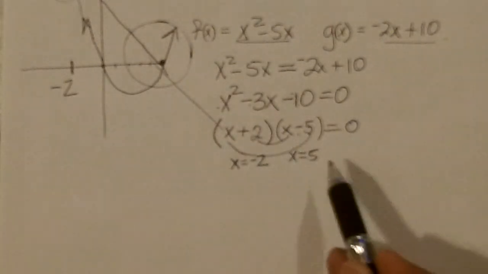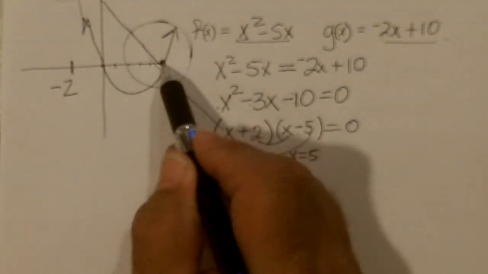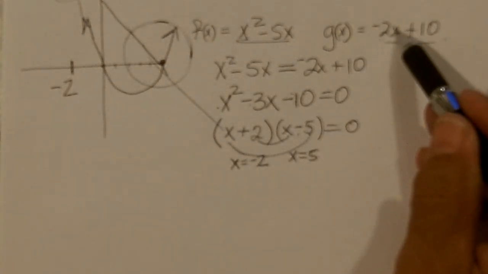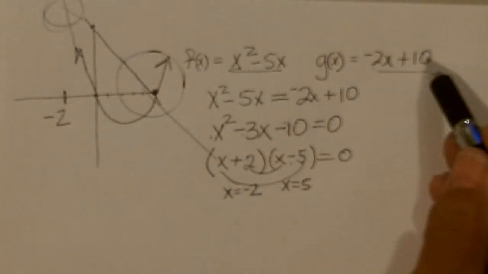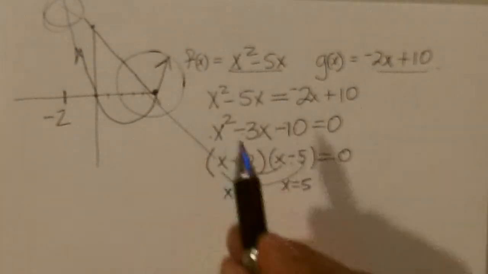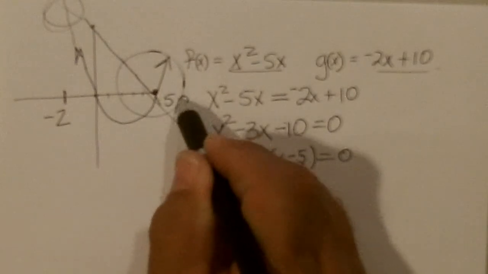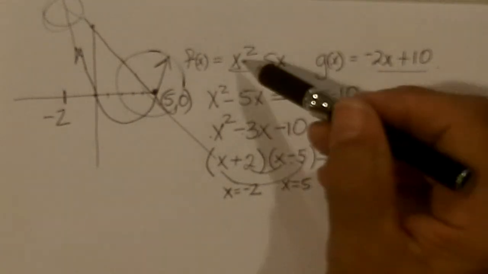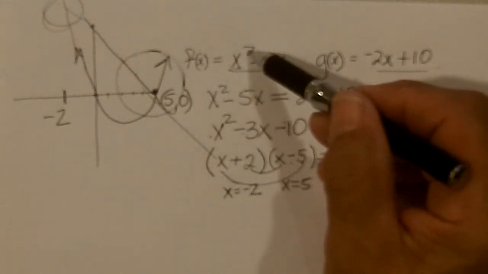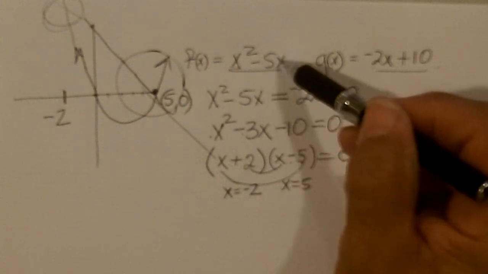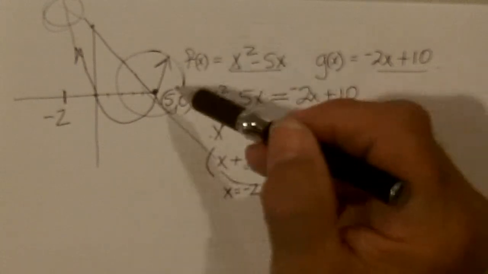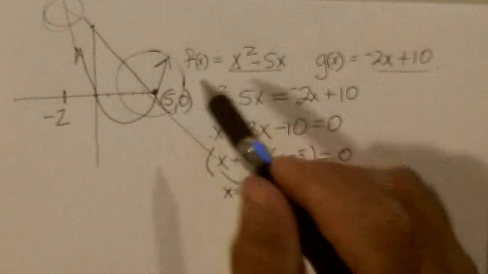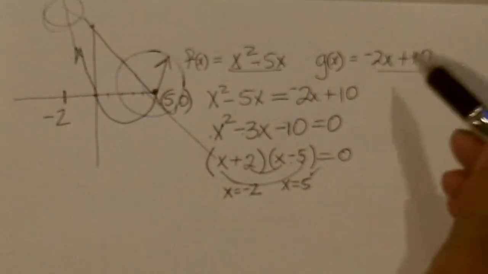Well, this one, let's see, if x is 5, let's make sure it is 0. If I put 5 into here, I get negative 2 times 5, which is negative 10, plus 10 is 0. So this point does look like it's 5, 0. Now, I've got to be careful here. Make sure I did this right. I'm going to put it in the other one. So 5 squared is 25 minus 5 times 5, which is minus 25. That is 0 also. So that is correct. And it's 5, 0.